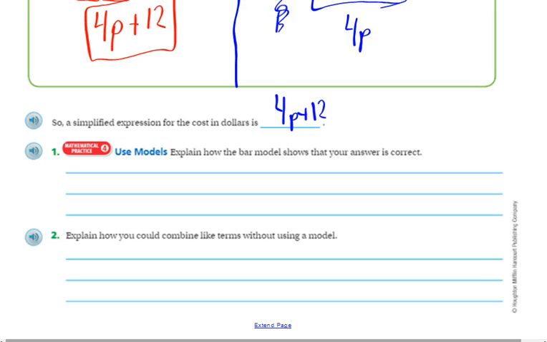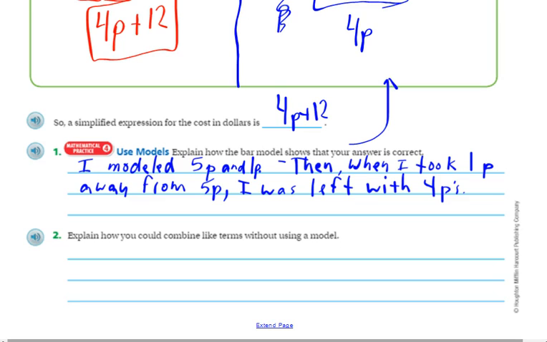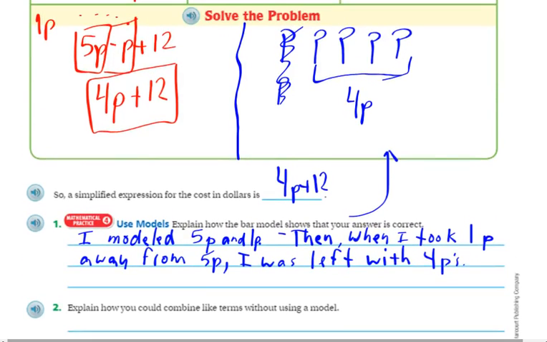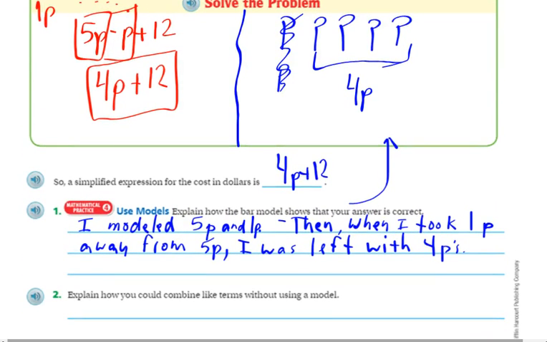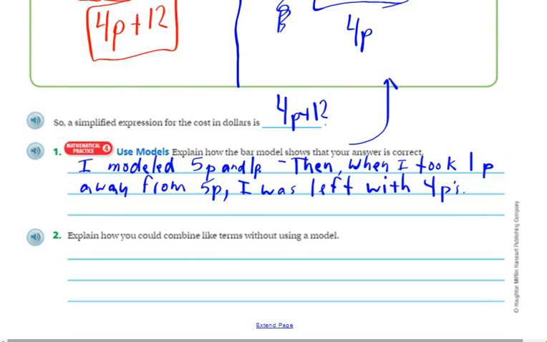Let's take a look at this question 1 and question 2 down below here. What I'd like you to do is go ahead and pause the video and try to explain how the bar model, this model here, shows that your answer is correct. So go ahead and pause that video. All right, so I modeled 5p and 1p up above, and you can take a look at that right here. Then when I took 1p away from 5p in the model, I was left with 4p's. That's really how that model shows how you get that simplified expression.